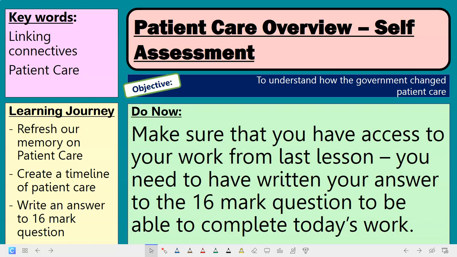Hello Year 10. So today we're going to be looking at your patient care overview work from last lesson, and we're going to be doing a bit of self-assessment and improvement.